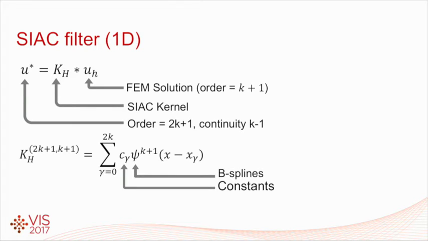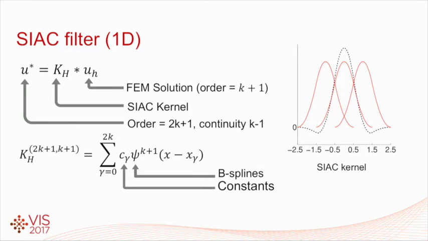The SIAC kernel is a linear combination of B-splines, and in this image we show the SIAC kernel as the dotted black line, and the red lines are the B-splines used to construct the SIAC kernel. The interesting part of the SIAC kernel is its characteristic, which states that if you convolve the SIAC kernel with monomials up to degree 2k+1, you exactly reproduce the polynomials.